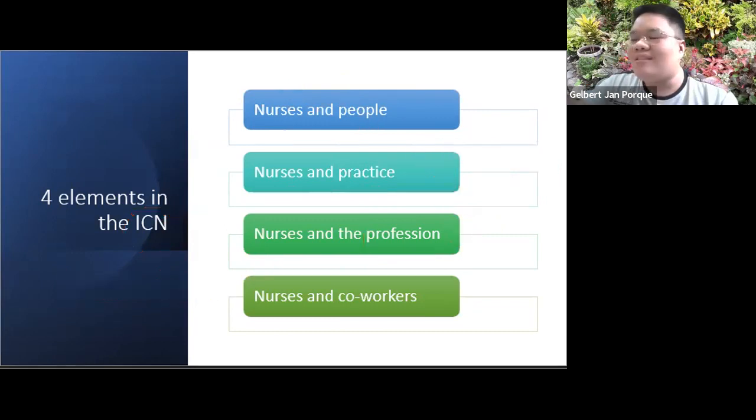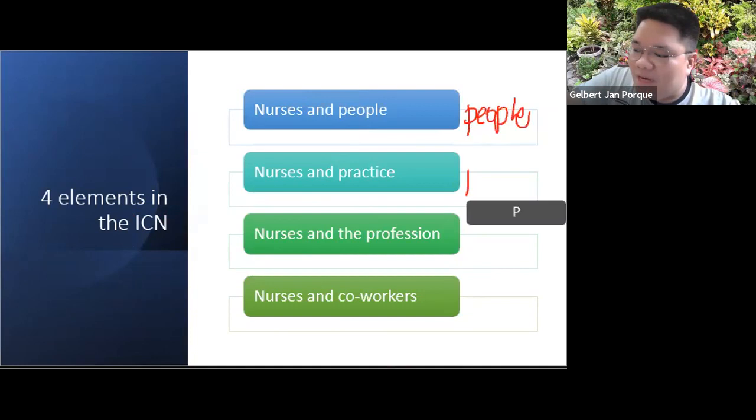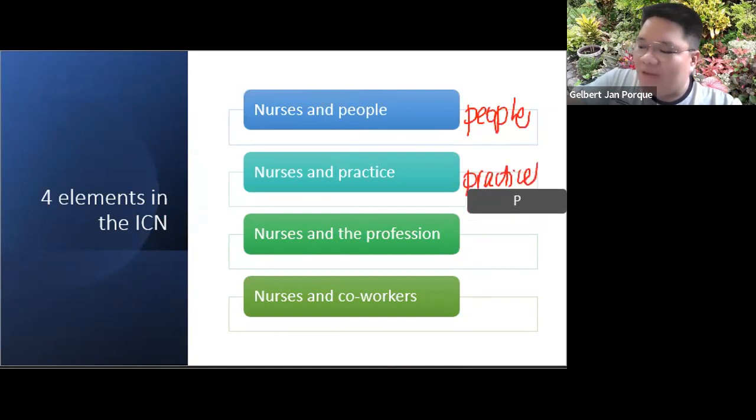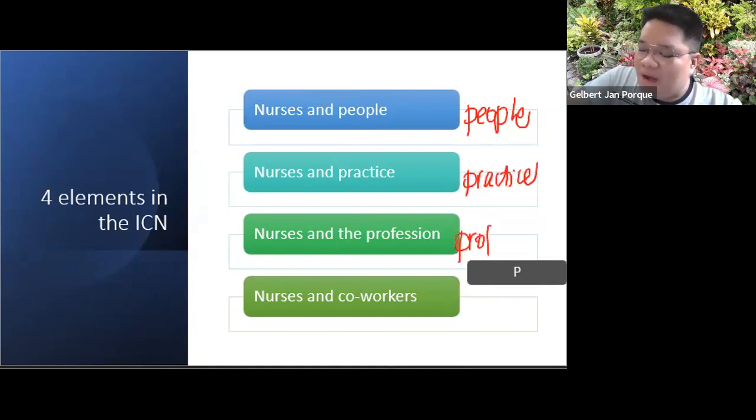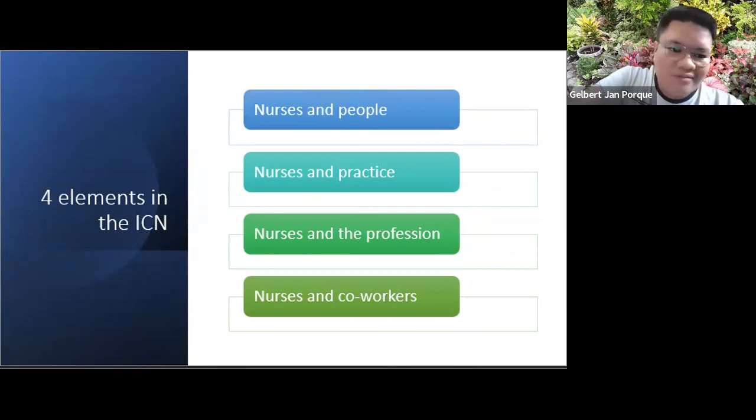In other words, we do not blame them. We do not destroy them in front of our patients. Instead, we deal with our problems privately because at the end of the day, we are co-workers. Okay, so I hope that you will be able to remember this, that you have a responsibility to the people, you have a responsibility for practice, you have a responsibility on the profession, and then you have the responsibility on the co-workers. Okay, these same things, class, actually are also being emphasized in your code of ethics for nurses.